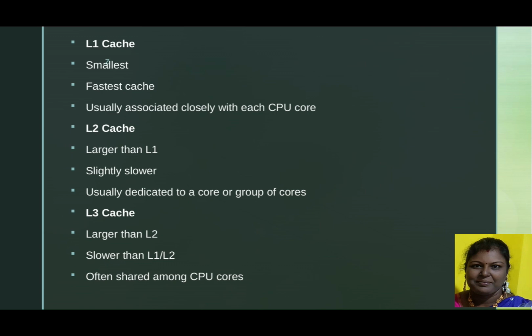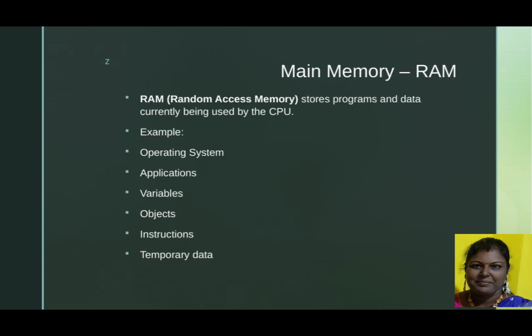RAM, or random access memory, is where the computer keeps programs and data it's using right now. Think of it as the workspace for your CPU, everything it needs quick access to. This includes the operating system running behind the scenes, the applications you're using, variables and objects your programs create, instructions the CPU follows, and temporary data that changes as you work. RAM is the main memory that keeps everything ready and fast. Without it, your computer would slow to a crawl.